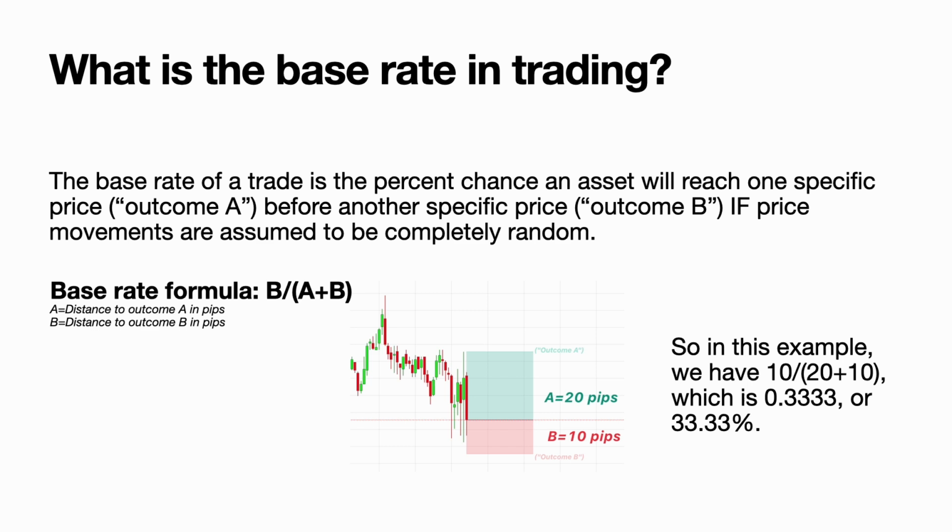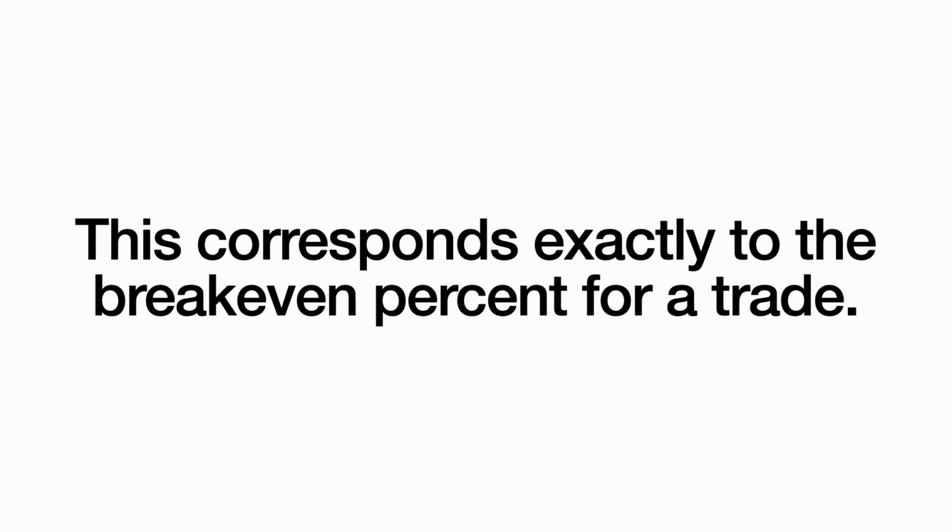It has a 33.33% chance of reaching outcome A before reaching outcome B if price movements are assumed to be random. One important thing to note here is the base rate always corresponds exactly to the break-even percentage for a trade. That 33.33% probability we attributed to the previous example also happens to be the exact percentage that a trade with that risk-reward ratio would need to close in profit to achieve a break-even status. But is this right?